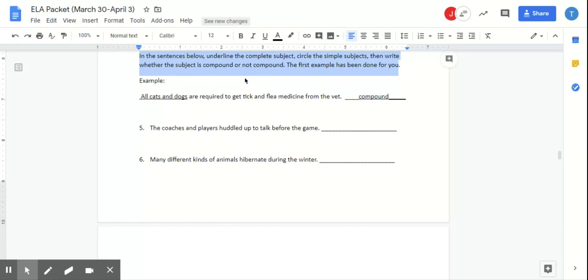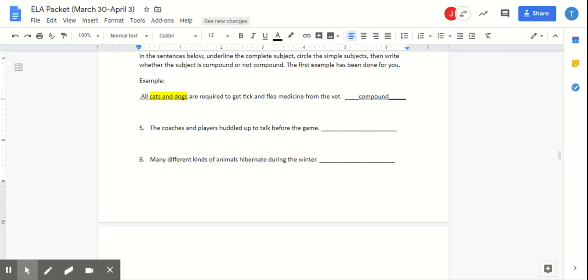Okay, so the complete subject was underlined: all cats and dogs. Because this is what the sentence is about, and this is before the simple predicate, followed by, of course, the complete predicate. I'm not really circling the text, so I'm going to highlight the simple subjects just to show you guys the difference. And then, of course, write whether the subject is compound or not compound. So this is a compound subject because I have two different simple subjects combined in my complete subject. I have cats and I have dogs.